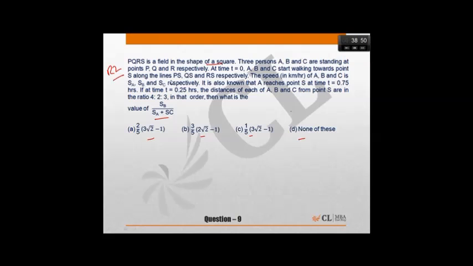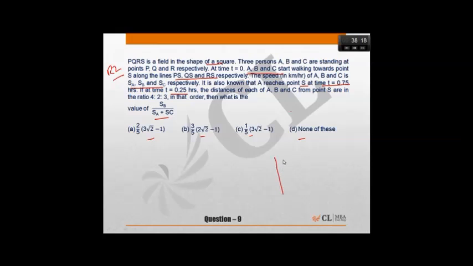ABC are standing at points P, Q, R, S at time t equal to 0. ABC start walking towards point S along the lines PS, QS, RS respectively. Speeds in kilometers per hour of ABC are SA, SB, SC respectively. It is also known A reaches the point S at time t equal to 0.75 hours. If at time 0.25 hours, the distances of each are in the ratio 4:3:2, what is the value of this thing?